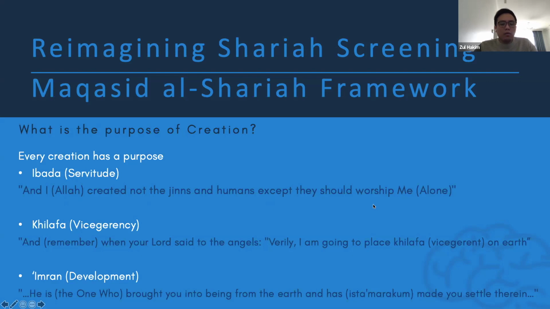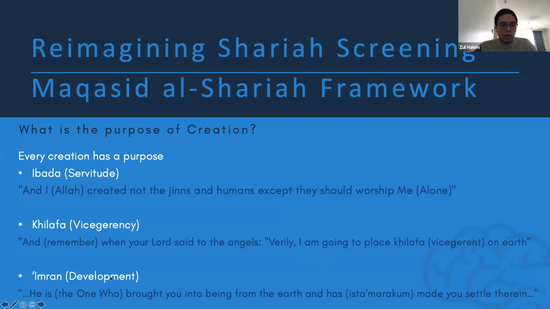After understanding that, we also know that our purpose of creation is for Khilafah, or vicegerency. And we can find this in Surah Al-Baqarah, verse 30, which mentioned, and remember when your Lord said to the angels, I am going to place a Khilafah on this earth. And lastly is for development. We can find this in Surah Hud, which mentioned, he is the one who brought you into being from the earth and has asked you to develop it and made you settle therein.